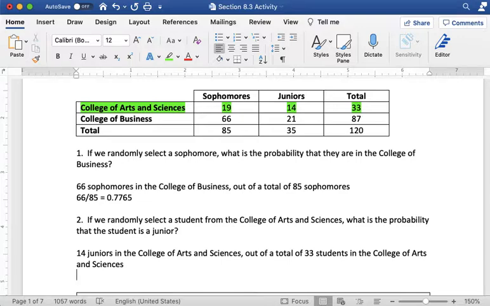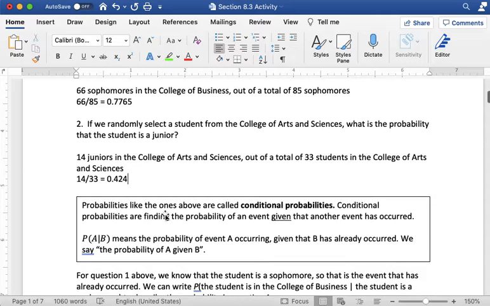So my answer is going to be 14 divided by 33, which as a decimal is about 0.424. Again, pay attention to how the problem wants you to enter your answer, whether it's a fraction or a decimal, and where they want you to round.